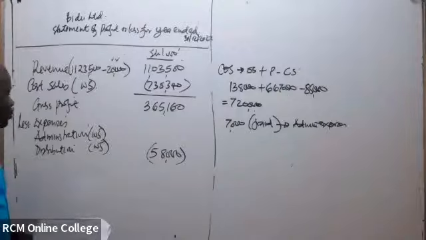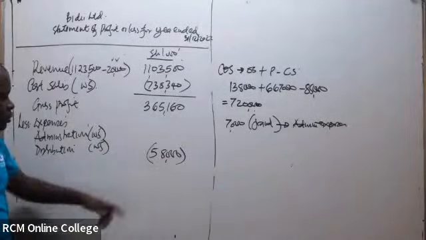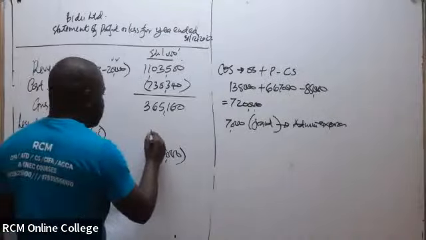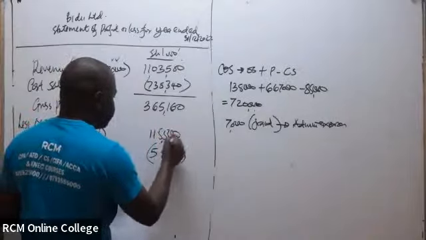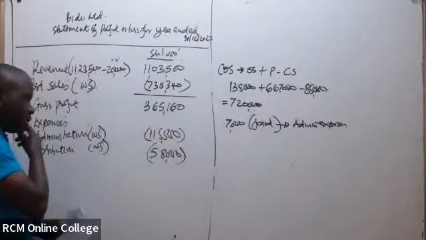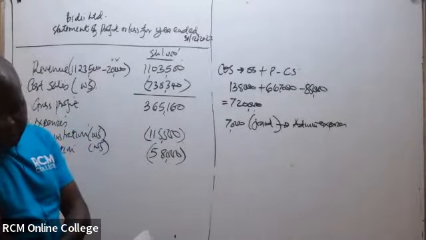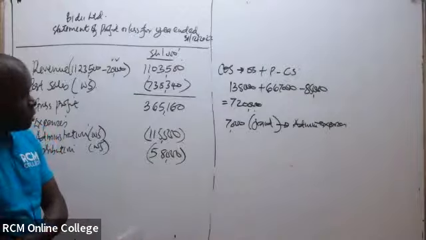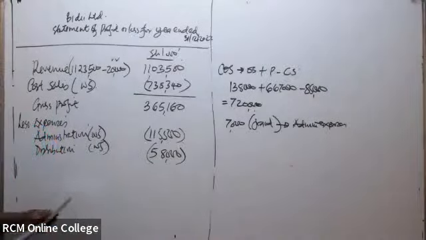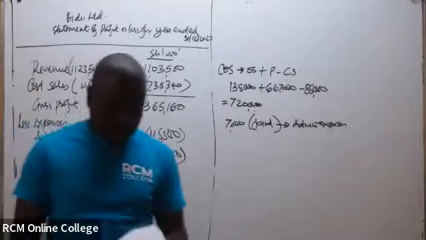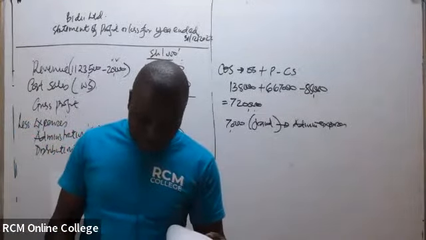Administration expenses was coming to how much? Distribution was 58 million, and administration was 115,500. So that is the admin and distribution expenses. There's also a finance expense.